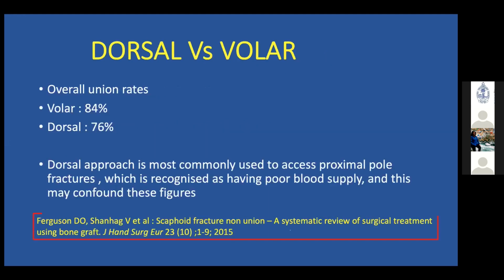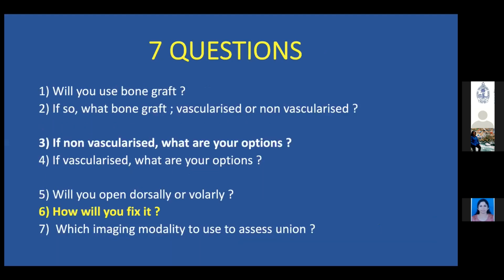So the overall union rates with the volar approach are a little bit higher. That may be because most of the proximal pole fractures we approach dorsally. So obviously the proximal pole fractures have lower union rates than the waist fractures. So that may be one reason which confounds these figures.